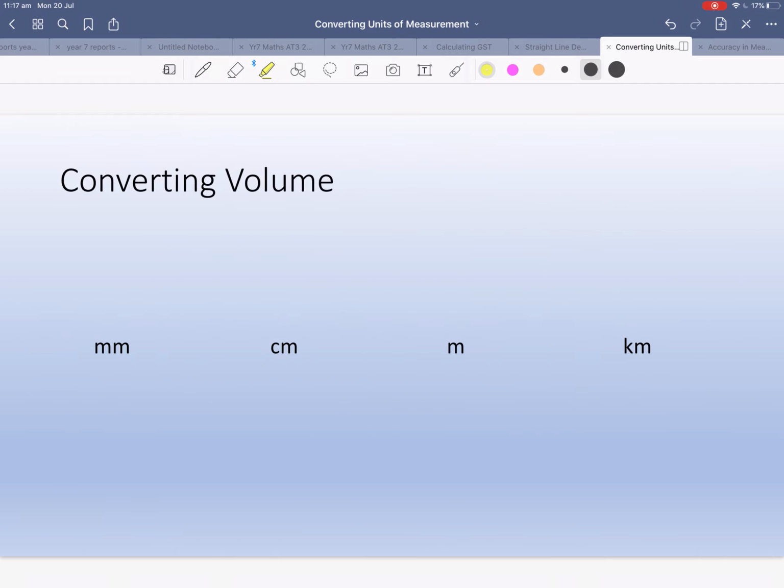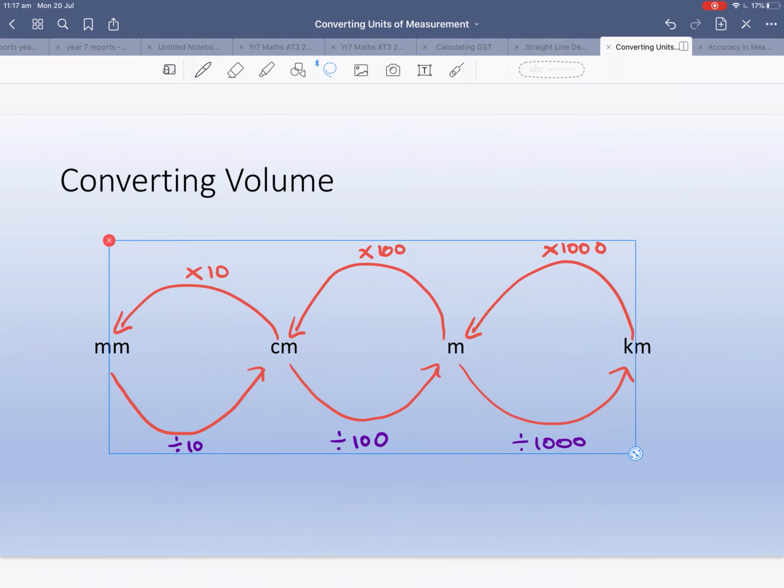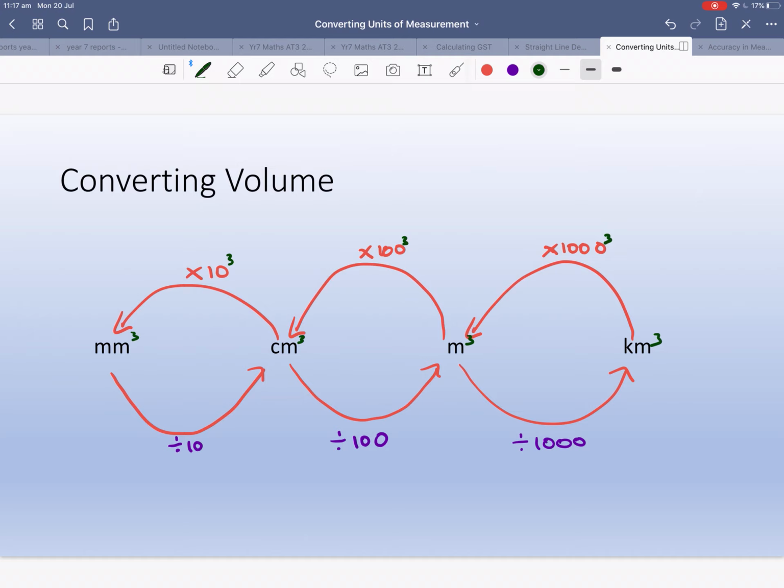Now for volume, because we're going to have to do all three, we're going to do the same thing, okay? And see if you can think of what did we change in the area to make it all fit? And if you said, well, we put the squared, so what do we have to do with volume? We have to do the cubed. So these are cubed. So when we're converting, we're not going to multiply by 10. We're going to multiply by 10 cubed. We're not going to multiply by 100. We're going to multiply by 100 cubed. We're not going to multiply by 1,000. We're going to multiply by 1,000 cubed. And the same thing goes here.